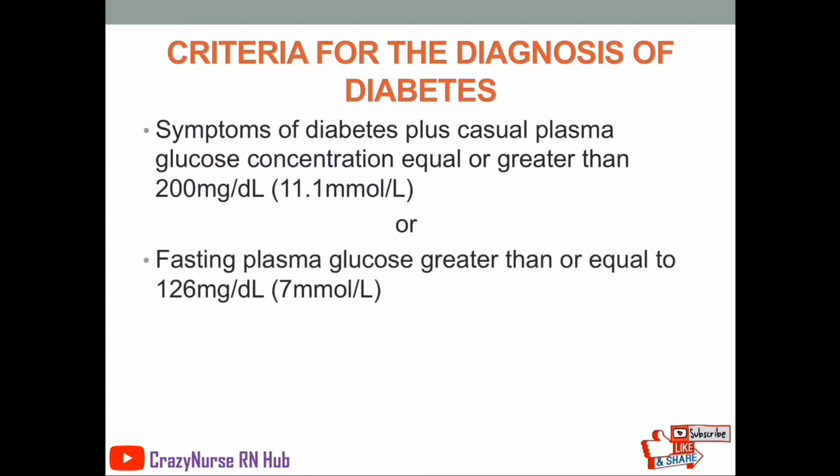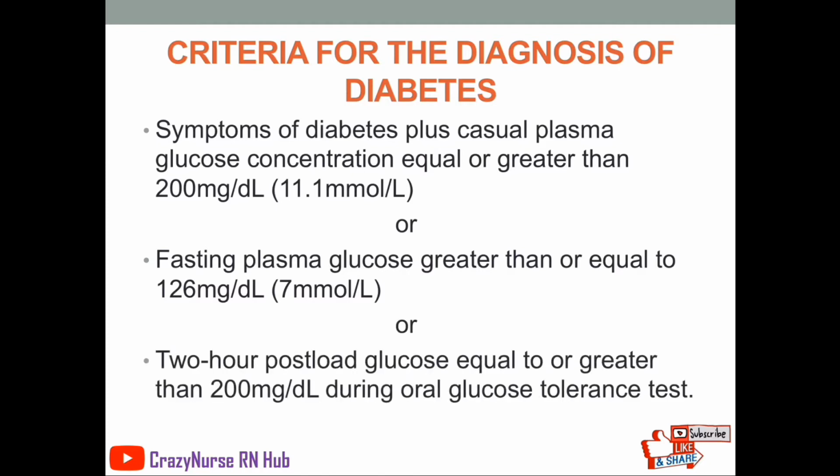We can also diagnose diabetes by way of fasting plasma glucose greater than or equal to 126 milligrams per dL or 7 millimole per liter. Fasting is defined as no caloric intake for at least 8 hours. Also, we can diagnose diabetes by 2-hour post-load glucose equal to or greater than 200 milligrams per deciliter or 11.1 millimole per liter during an oral glucose tolerance test.